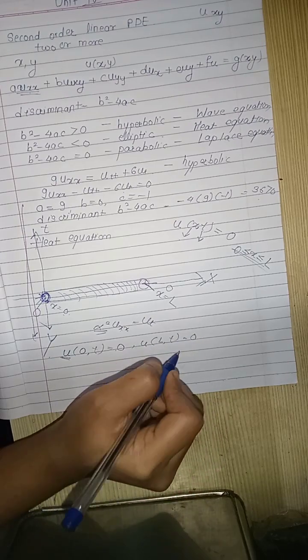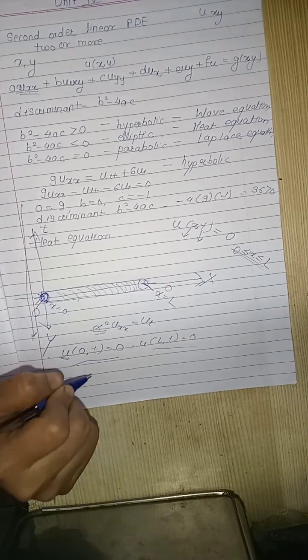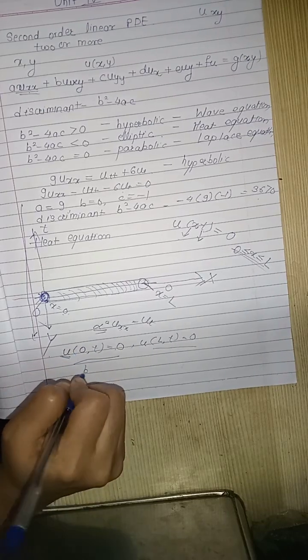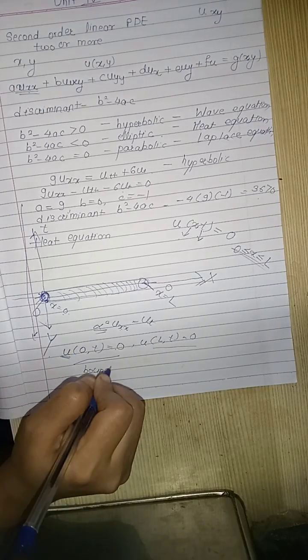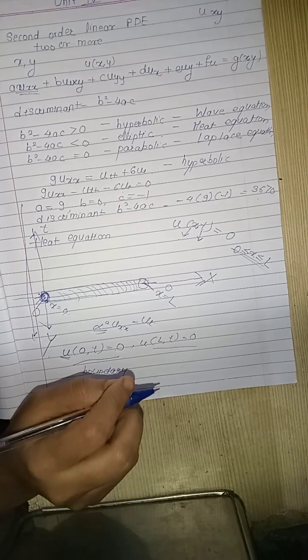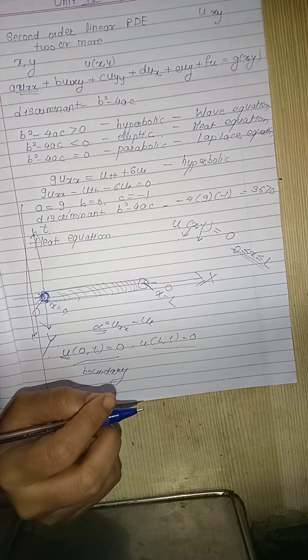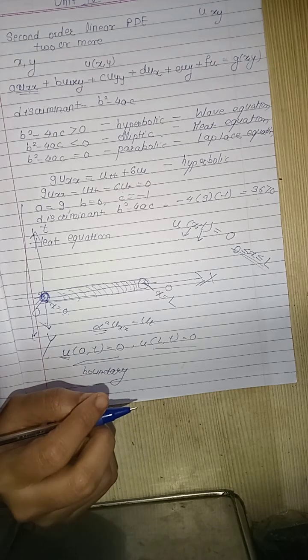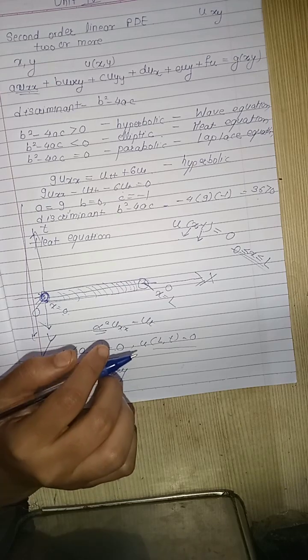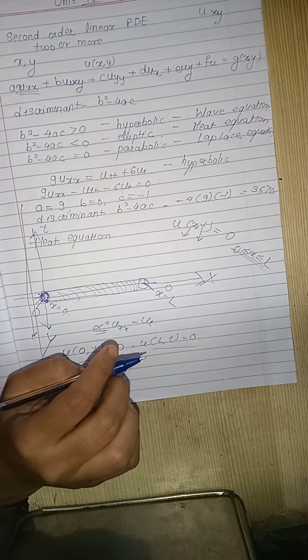These two conditions are known as boundary conditions. For any problem, you'll be given some boundary conditions. They literally specify the conditions present at the boundaries between the bar and the outside.